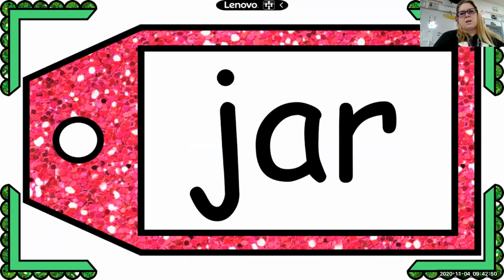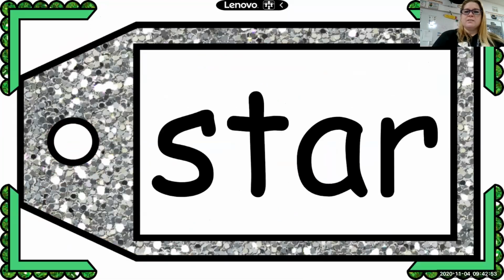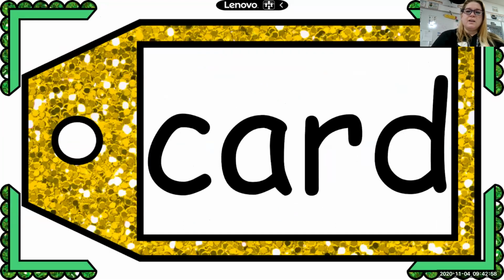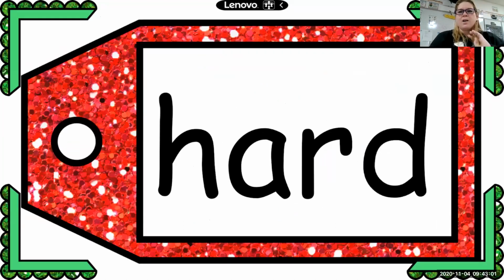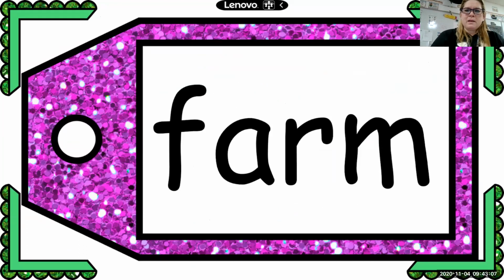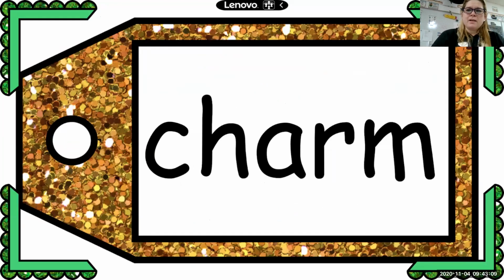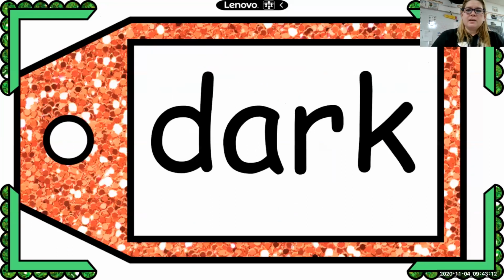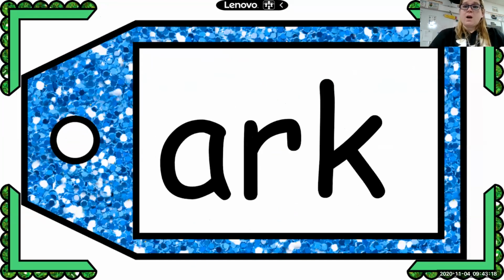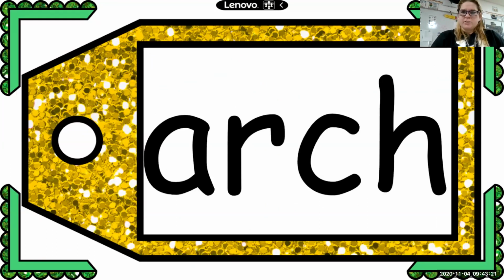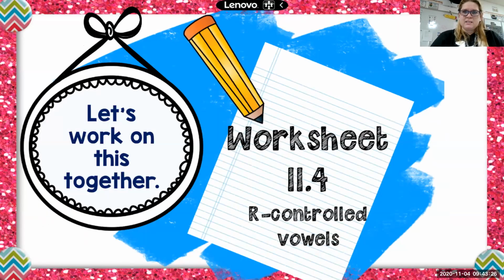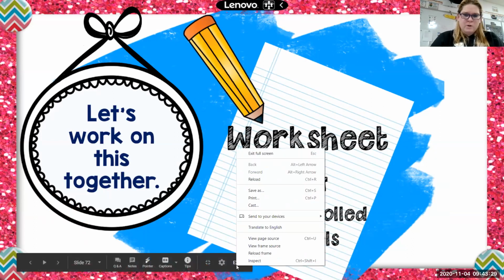We have jar, car, star, yard, card, hard, arm, farm, charm, bark, dark, mark, arc, arch, and march. Good.